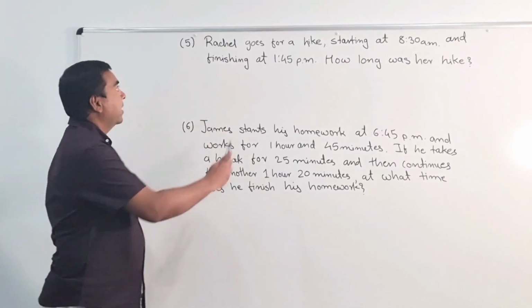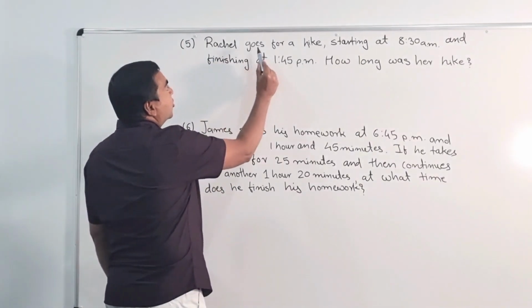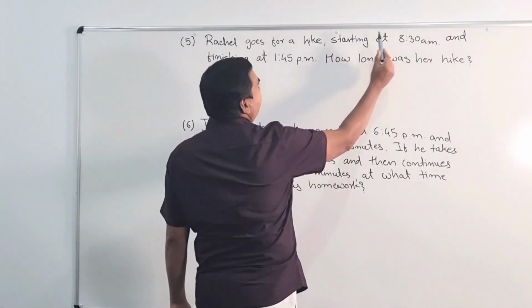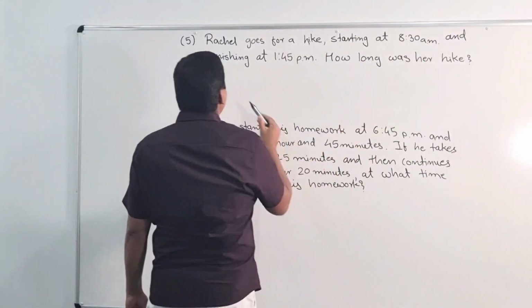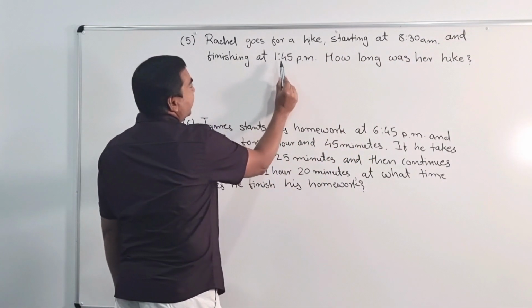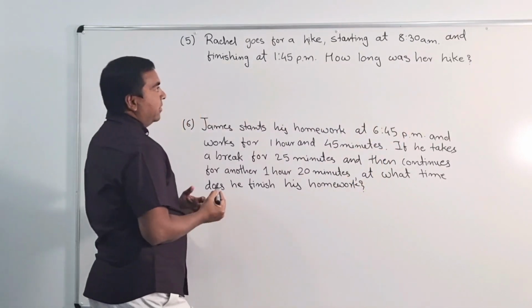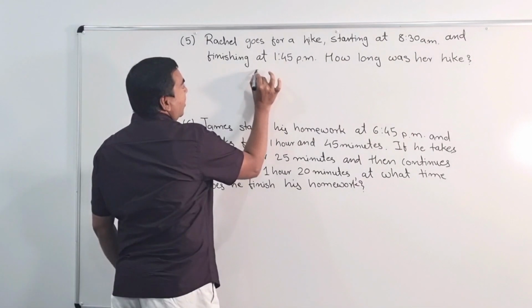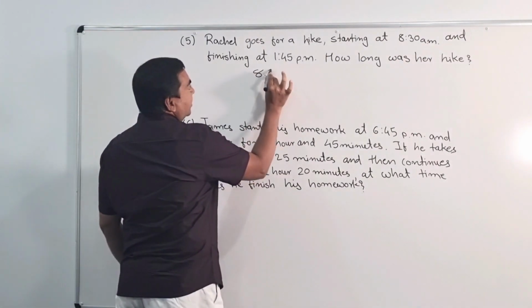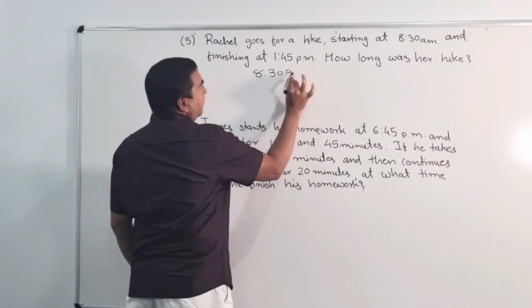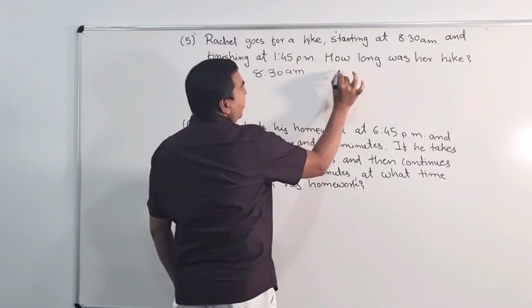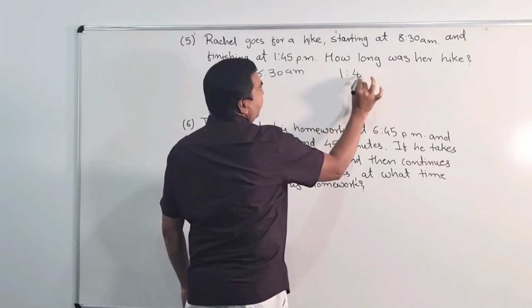Question 5. Rachel goes for a hike starting at 8:30 a.m. and finishing at 1:45 p.m. How long was her hike? Now the starting time, guys, I'm going to write down 8:30 a.m. and the finishing time is 1:45 p.m.